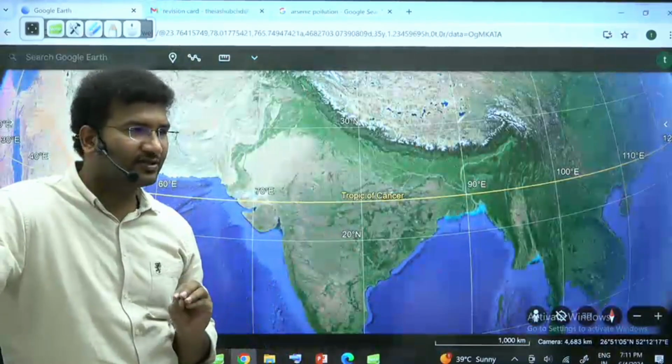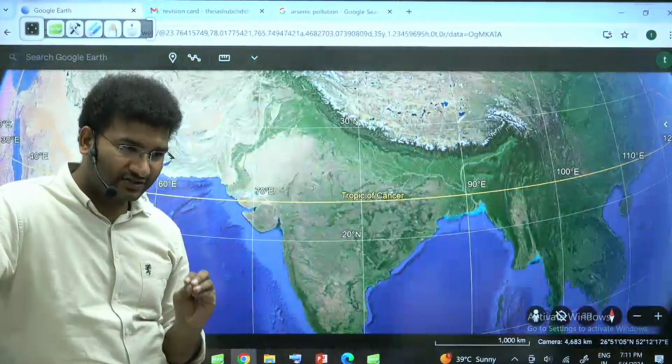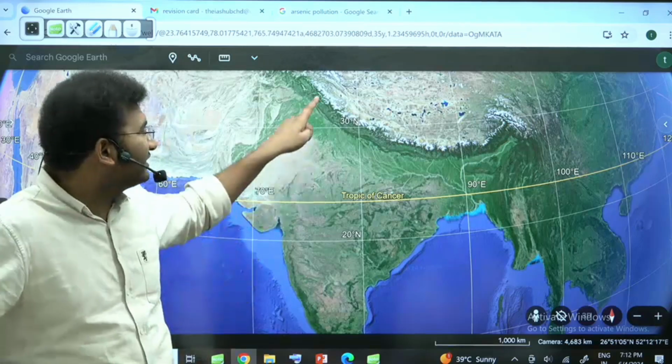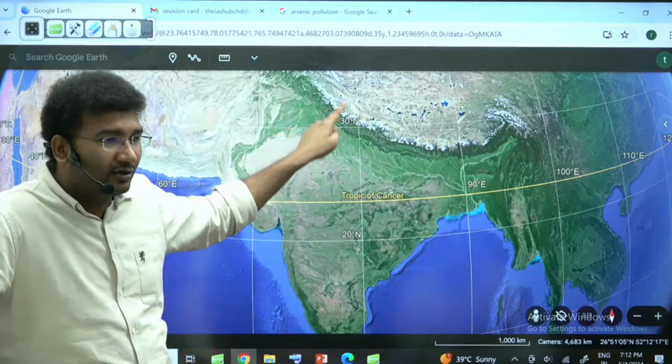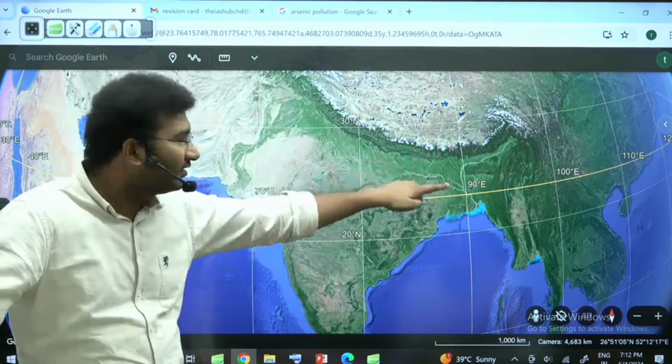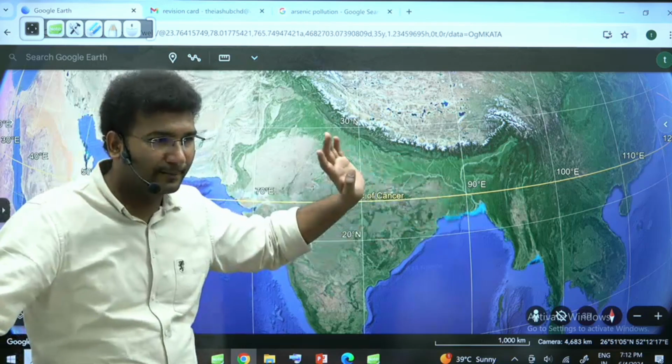Arsenic is naturally present in the water. Arsenic is naturally present on the earth. But a little amount of arsenic you will see in the Himalayas. Now that material is being transported by the river Ganga and it gets deposited in Bengal.